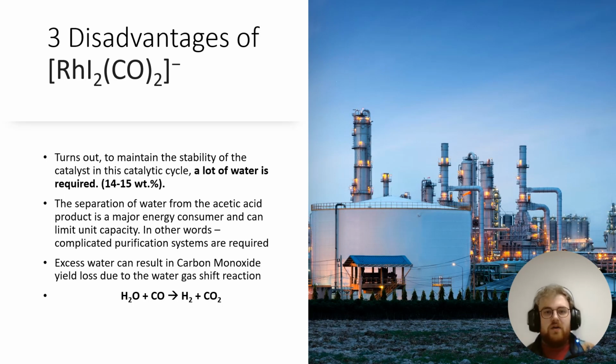The second disadvantage I want to talk about is that the Monsanto process requires a lot of water, about 14 to 15% by weight, to ensure the stability of the catalyst. Having all that excess water requires a lot of complicated purification steps to extract the product acetic acid, take out the water, and also extract the catalyst. This excess water can also cause byproducts due to the water gas shift reaction, which I have highlighted here. Essentially, any water that is not needed for the catalytic cycle can potentially react with carbon monoxide to produce hydrogen and carbon dioxide, and this is very highly likely given the intense conditions that this catalyst cycle is in.